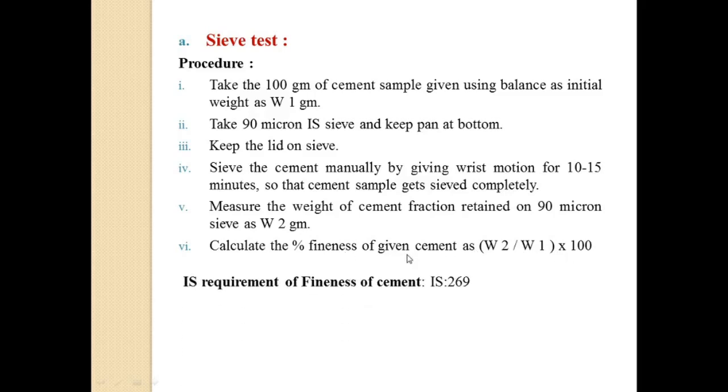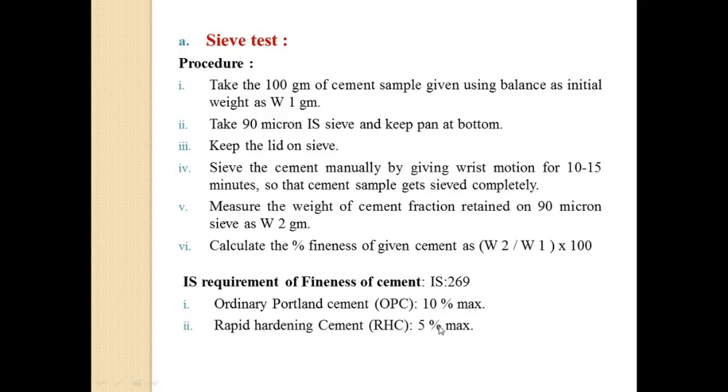There are some IS requirements for fineness of cement as per IS 269:1976. For ordinary Portland cement, a maximum fineness percentage of 10% is allowed. For rapid hardening cement, a maximum of 5% is allowed, and for low heat cement it is again 5% maximum. So this is the sieve test for finding the fineness of cement.